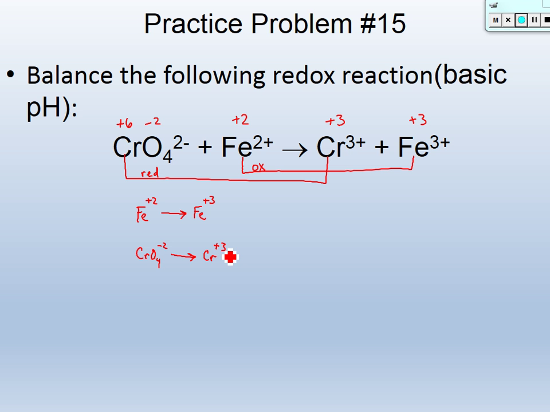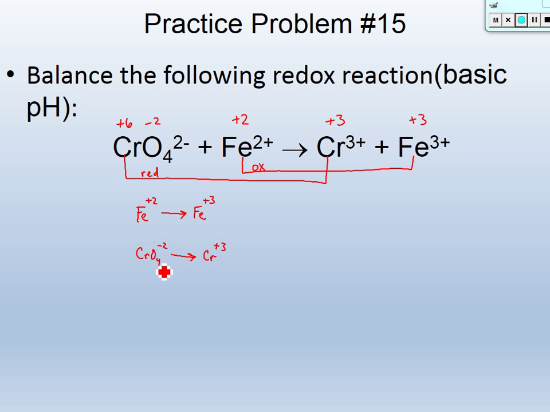Balance the atoms other than the oxygens and hydrogens. Well, my irons here are balanced. I got 1 and 1. My chromiums are balanced. I've got 1 and 1. So that step's done. Let's go to step 3. Balance the oxygens by adding water. Well, I don't have any oxygens here, so we're balanced in terms of oxygens.